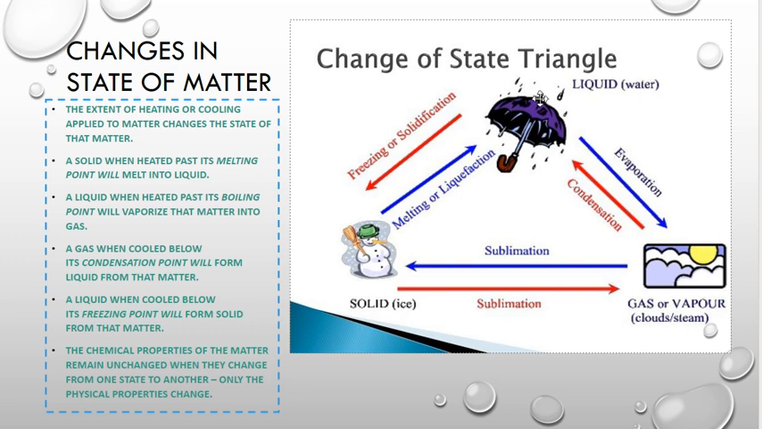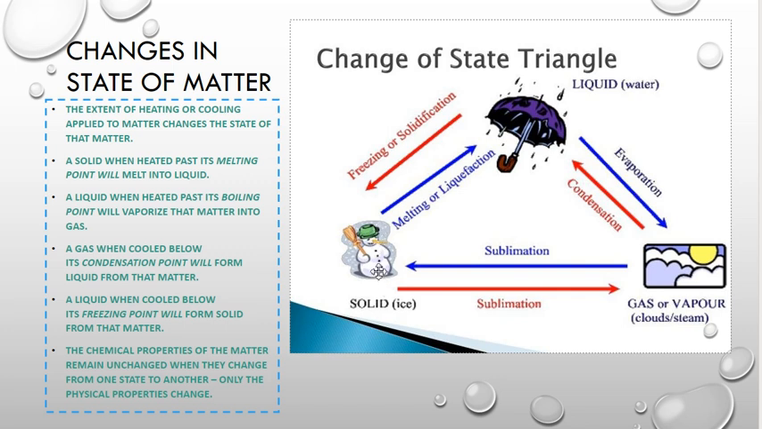After heating the water, we get vapors, we get gas, and when cooling down this gas, we get what? We get liquid. And when we cool down the liquid, that is known as freezing or solidification, we get ice. We also know that. Okay, and how does the freezing happen? Freezing happens below the freezing point. The chemical properties of matter remain unchanged. When they change from one state to another, only the physical properties change.